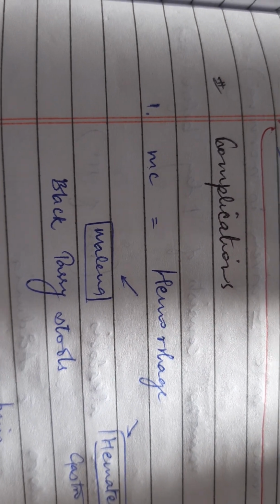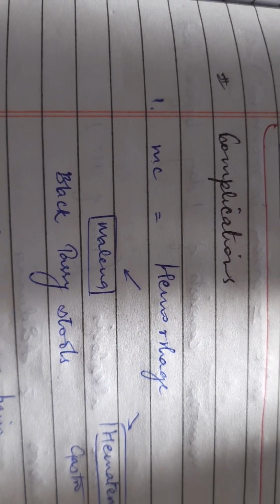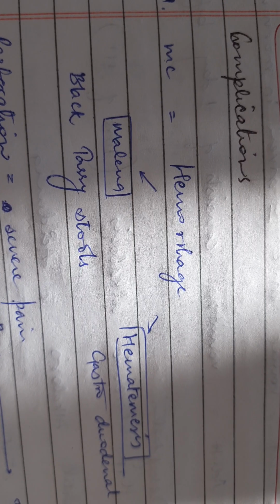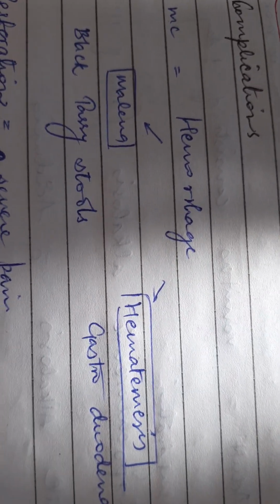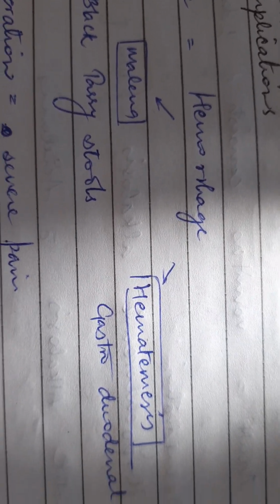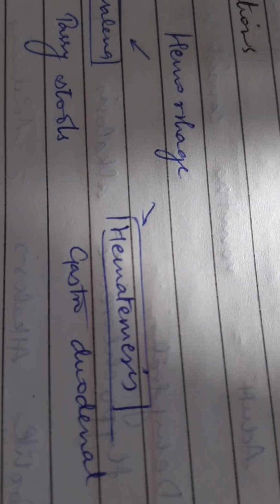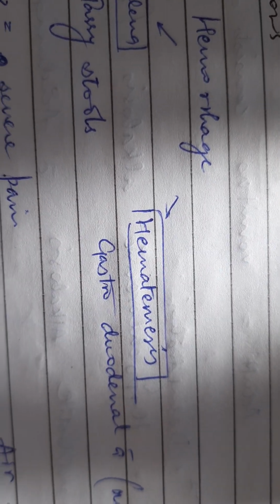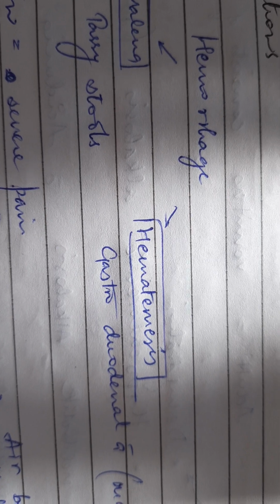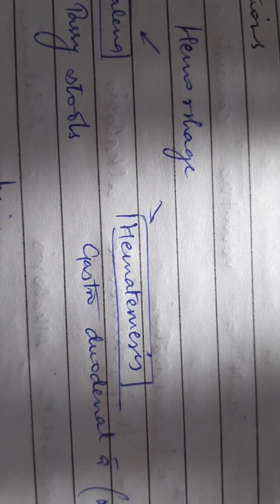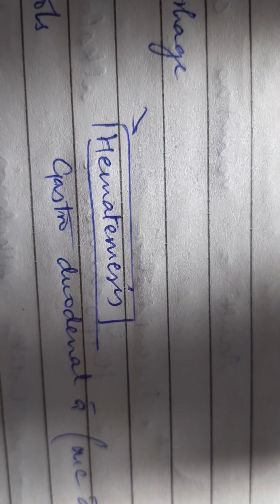Complications. The most common complication of PUD is hemorrhage, which presents as melena and hematemesis. Melena is black tarry stools, and hematemesis is vomiting of blood, bloody vomiting. The commonly involved artery is the gastroduodenal artery.